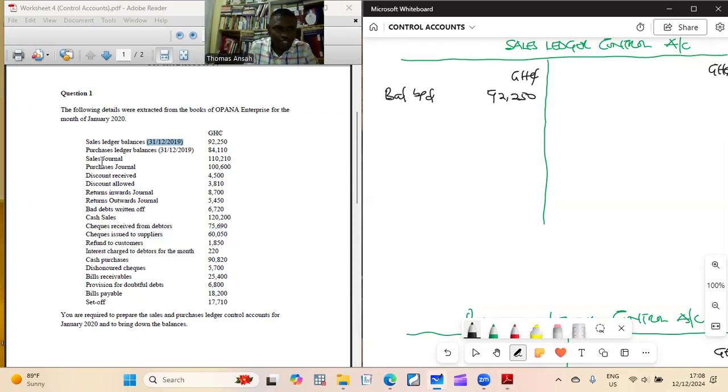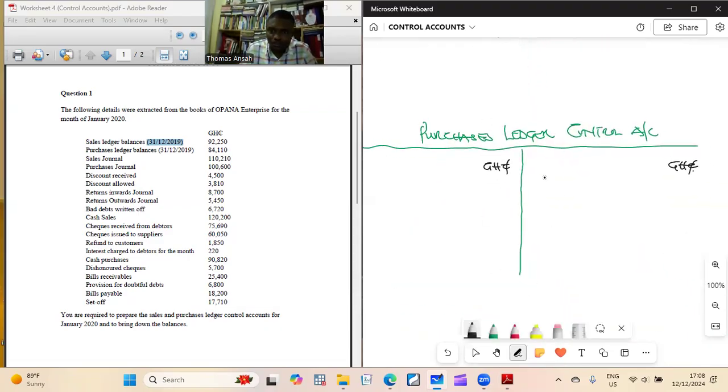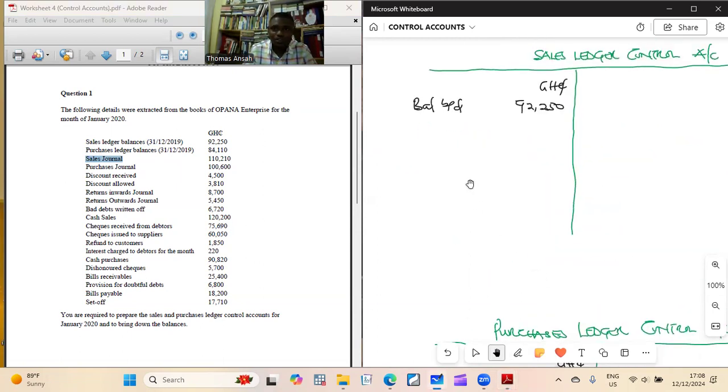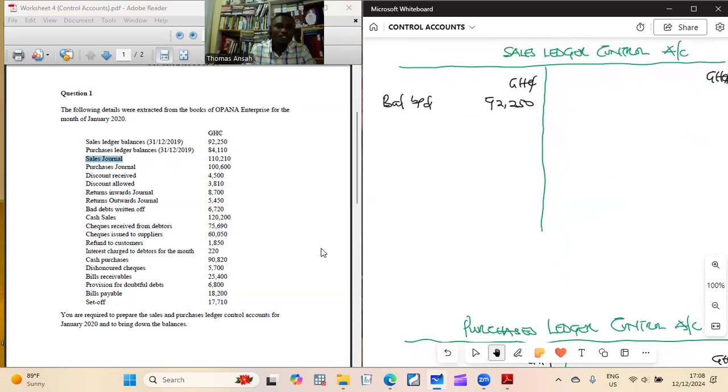The same for the next item, purchases ledger. So you don't hesitate. Straight. Purchases ledger. Balance brought down 84,110. That's all. Sales journal. What does sales journal do? Sales journal records the account of what? Credit sales. All right. So straight away, if it is a credit sales, you saw where we record it, right?